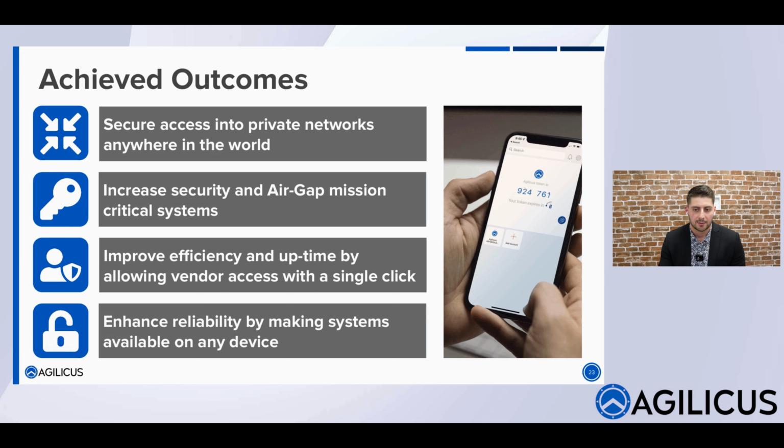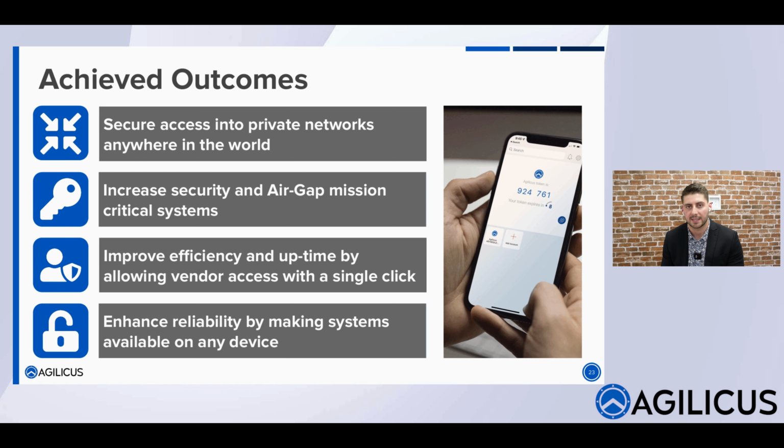With that in mind, what outcomes are these groups looking to achieve? Everyone I work with is looking to achieve similar outcomes. Actually, they're almost blown away when they understand that achieving those outcomes doesn't have to be complicated. It's secure access into any network from anywhere in the world to anywhere in the world, a high level of security around mission critical systems while maintaining that air gap, improved uptime, allowing vendors to access when they need to with a single click, not multiple jump points, and increased reliability when it comes to monitoring that equipment, right?